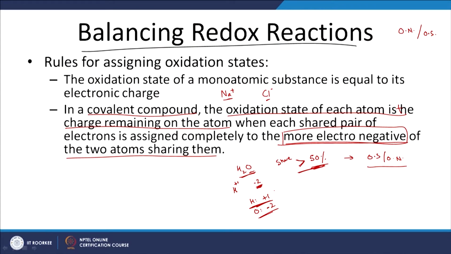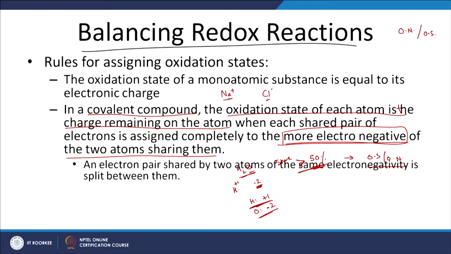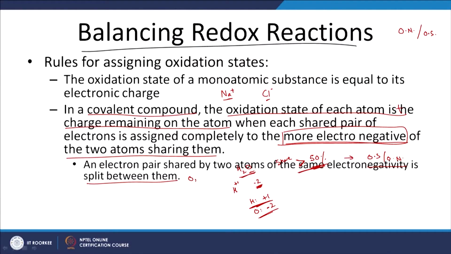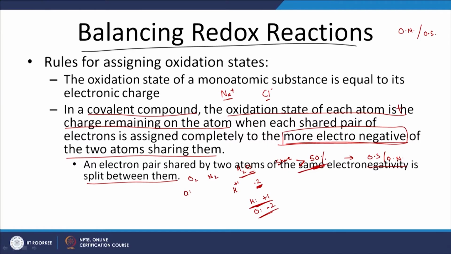Again, something to keep in mind, or the relevant basics here. If an electron is shared by two atoms of the same electronegativity, it's split between them, right? If both atoms have the same electronegativity, the share is 50% each. For example, if you look at O2 or N2, both the atoms have the same electronegativity, so they each have a 50% share. So in that case, the oxidation state would be 0 for oxygen.